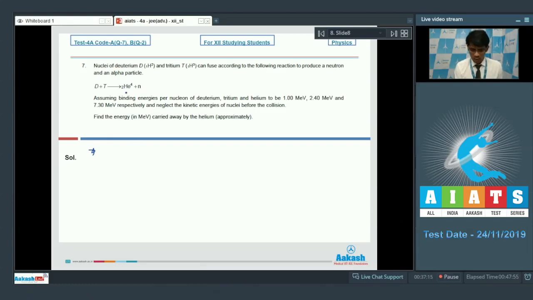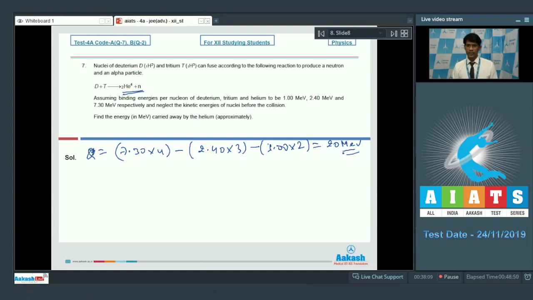That would be binding energy of this term minus the binding energies of this term. It is 7.30 into 4 minus, for the tritium it is 2.40 into 3 minus 1.00 into 2. So how much is this calculation? That is the value for the Q. It is coming out to be 20 mega electron volt. Fine. Now let's think of the way the momentum will be shared. Let this being the helium nuclei or alpha particle and this being the neutron. If it is having the velocity v along this direction and this one is having the velocity v dash, I would say 4 mv dash must be equal to mv, or v would be equal to 4v dash.